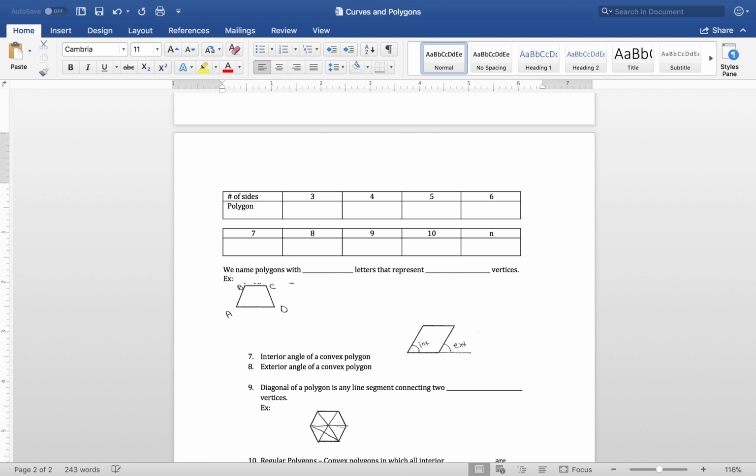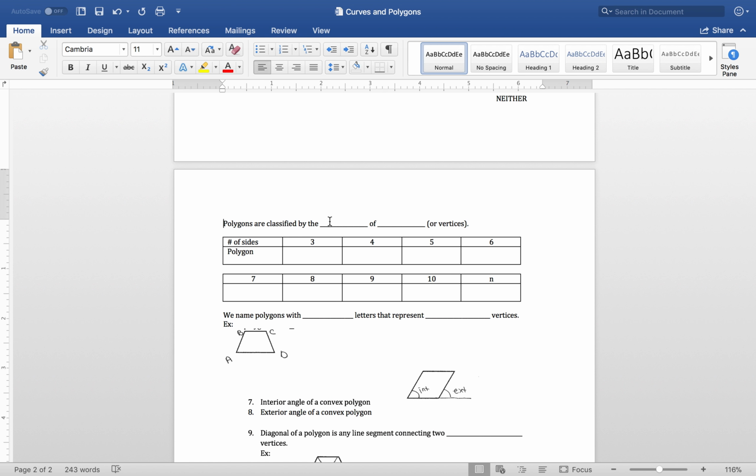Moving on to polygons in more detail. Polygons are classified by their number of sides. This is also going to be equal to their number of vertices. So if you have 4 sides, you're going to have 4 vertices. A 3-sided polygon is called a triangle, and a 4-sided polygon is called a quadrilateral. That word doesn't get used a lot. We're going to see there are different types of triangles and quadrilaterals in class.